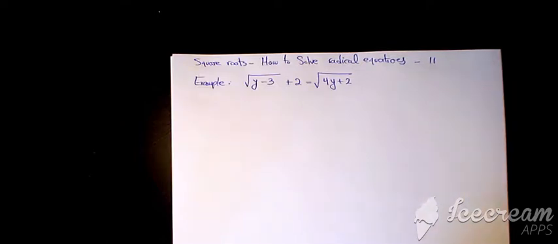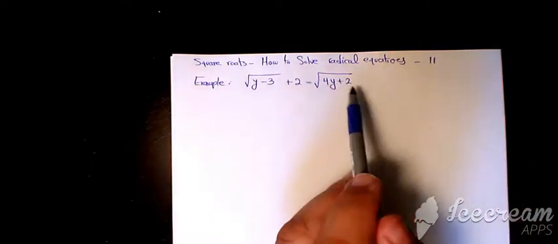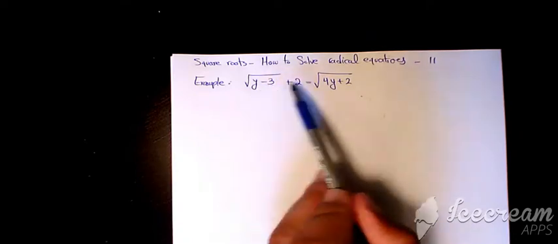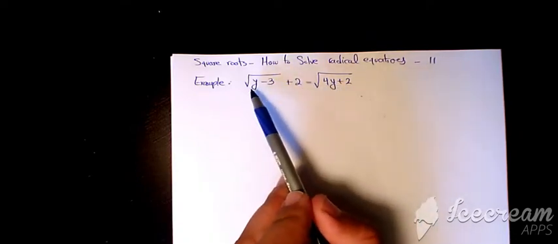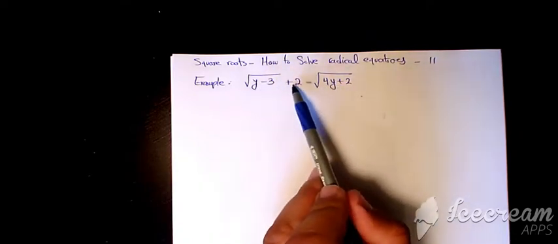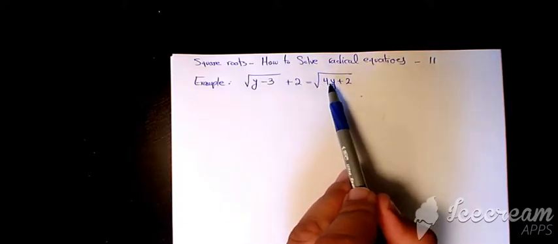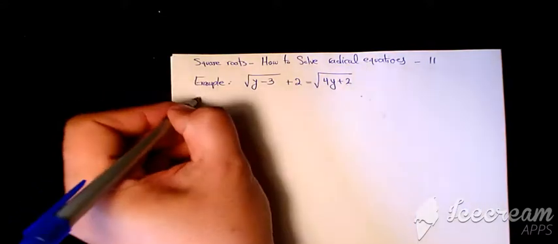In this video I want to show you how to solve radical equations. If you followed the previous videos, we were doing some radical equations. Now in this one we need to solve this equation, which is square root of y minus 3 plus 2 equals square root of 4y plus 2.